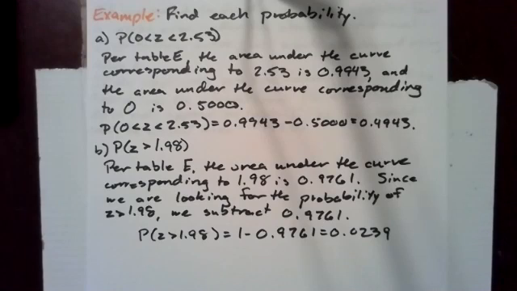Now we're looking for the probability that z is greater than 1.98. Per table E, the area under the curve corresponding to 1.98 is 0.9761. Since we are looking for the probability of z greater than 1.98, we subtract 0.9761 from 1. So the probability that z is greater than 1.98 is 1 minus 0.9761, which is 0.0239, or 2.39%.